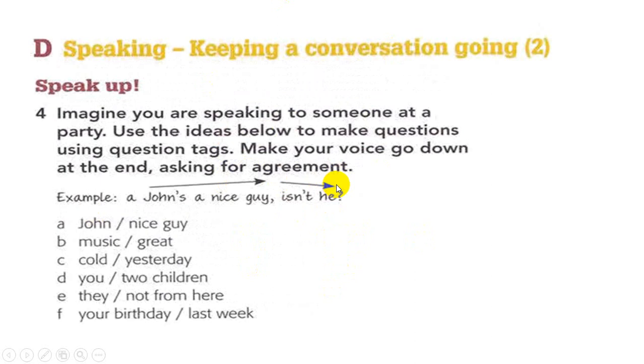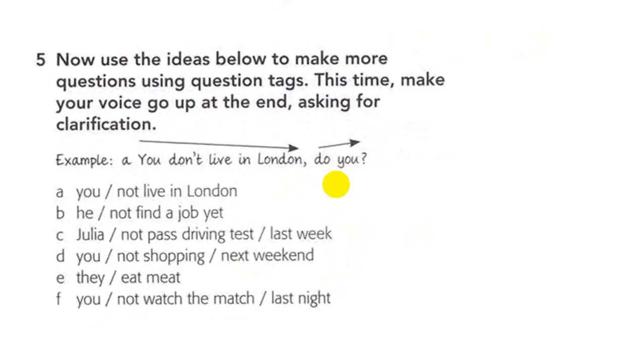Now use the ideas below to make more questions using question tags. This time make your voice go up at the end, asking for clarification. Both of them are questions, but with the first tone, up-down, it is for agreement, and with the second tone, down-up, it is for clarification. So here is the example from A. You not live in London. It's solved in front of you. You don't live in London, do you?